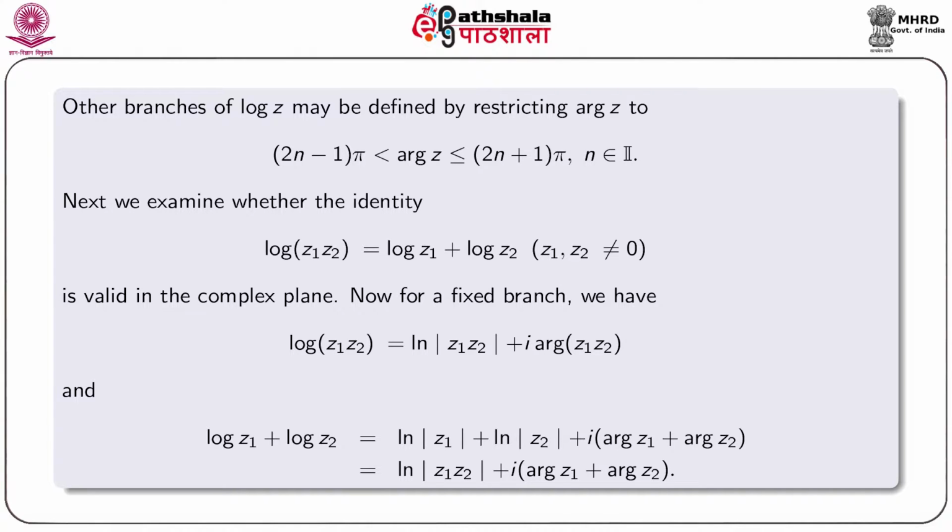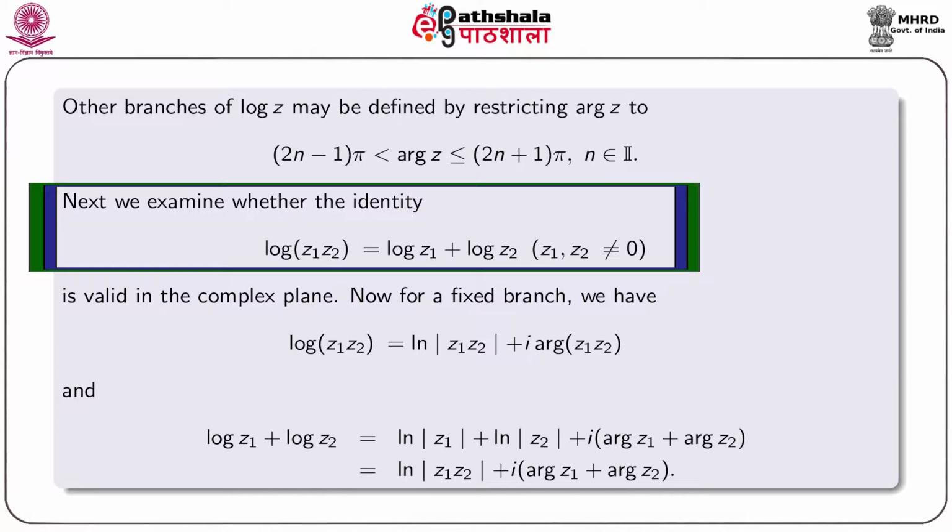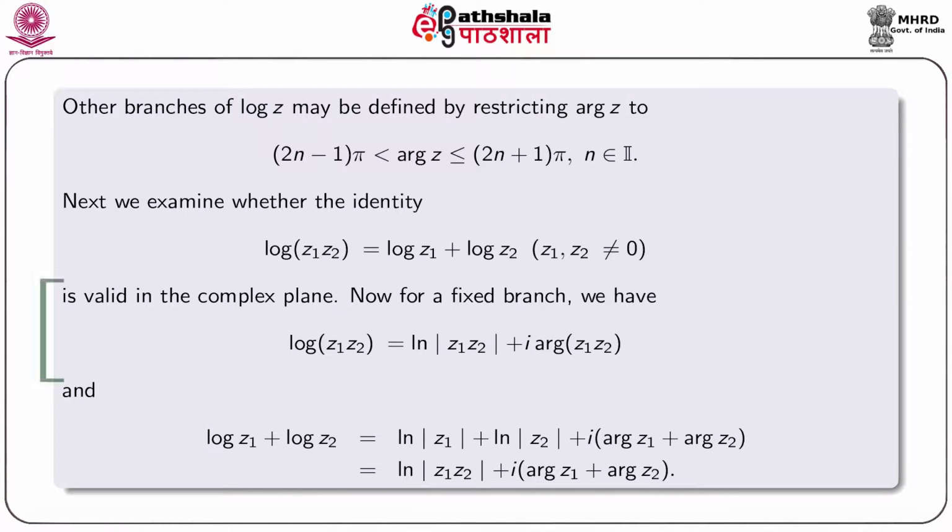Other branches of log z may be defined by restricting arg z to (2n-1)π < arg z ≤ (2n+1)π, where n is any integer. Next, we examine whether the identity log(z1 z2) = log z1 + log z2 is valid in the complex plane, where z1 and z2 are both non-zero.